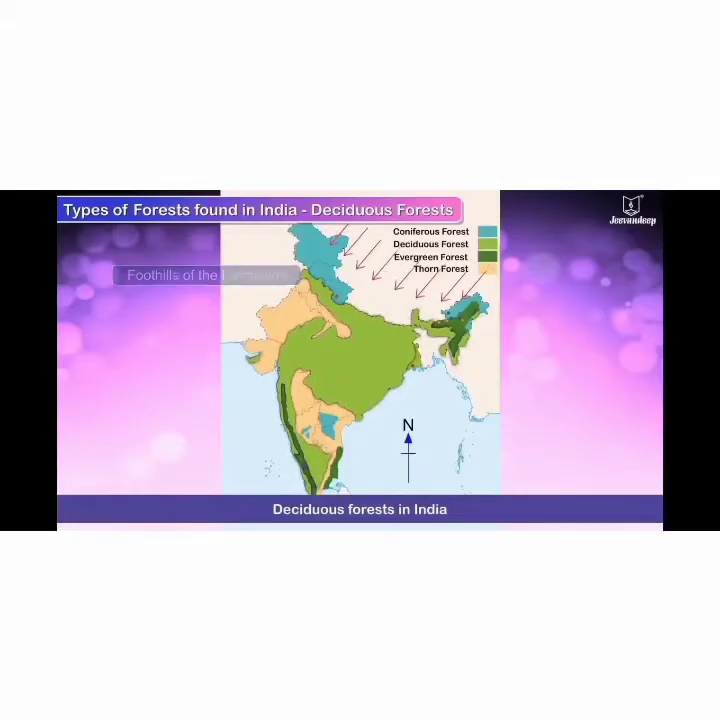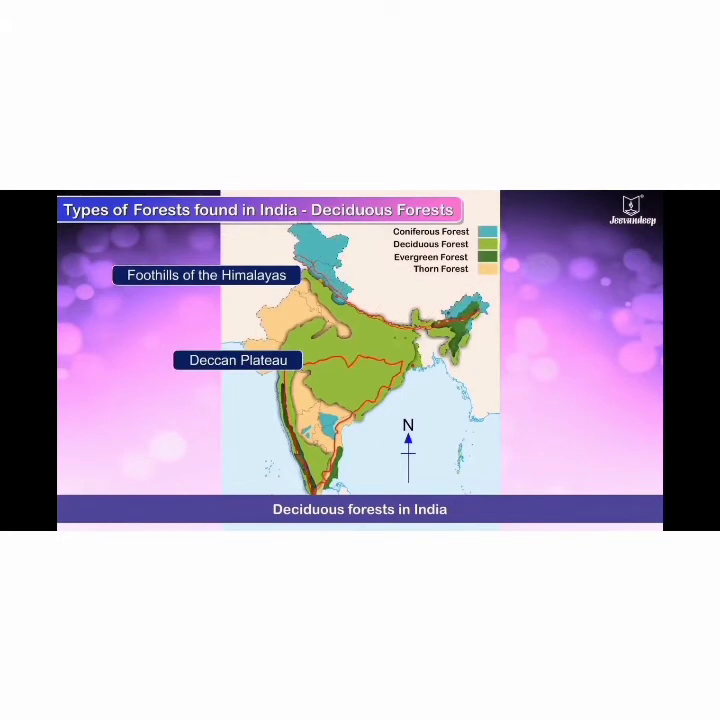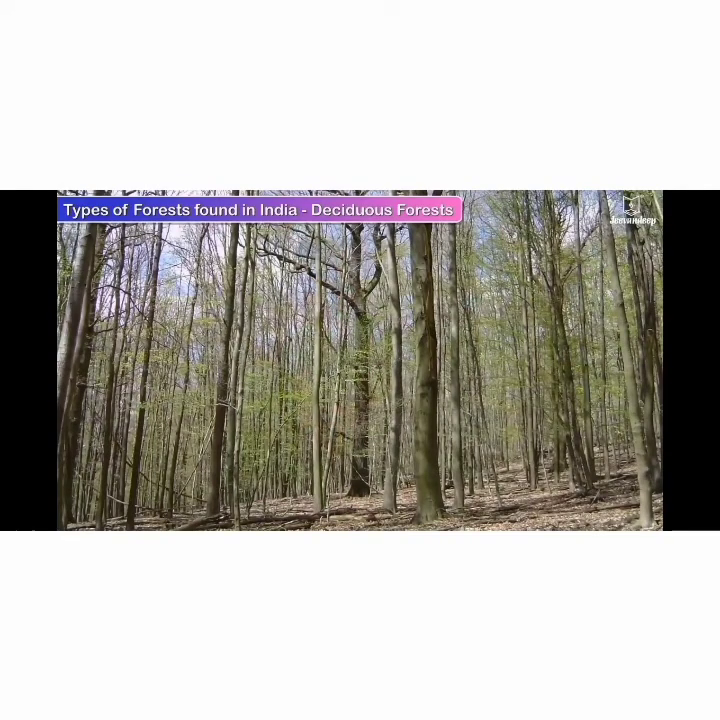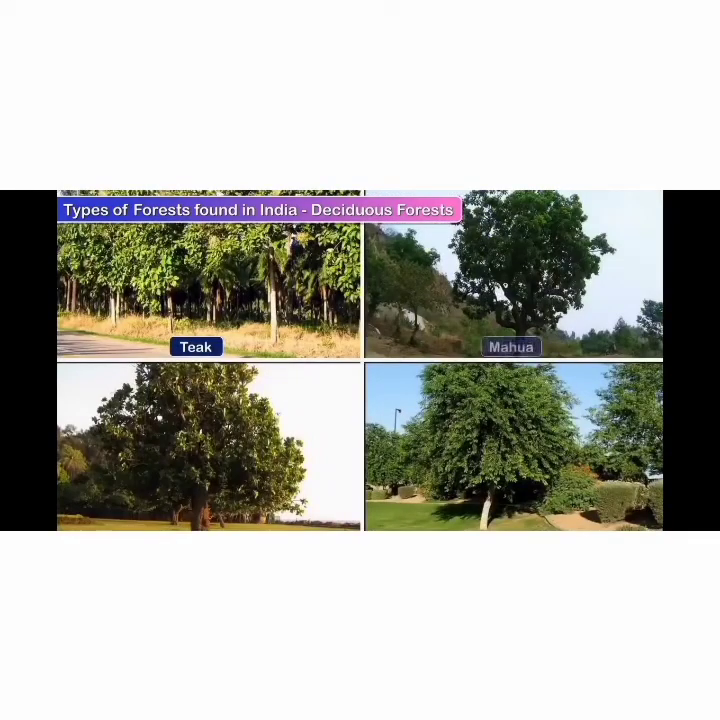Examples of deciduous trees are teak, sal and shisham. See the map here. Deciduous forests are found in the foothills of the Himalayas, the Deccan Plateau, Andhra Pradesh, Odisha and Bihar. Trees found in deciduous forests are teak, mahua, sal and sesame.